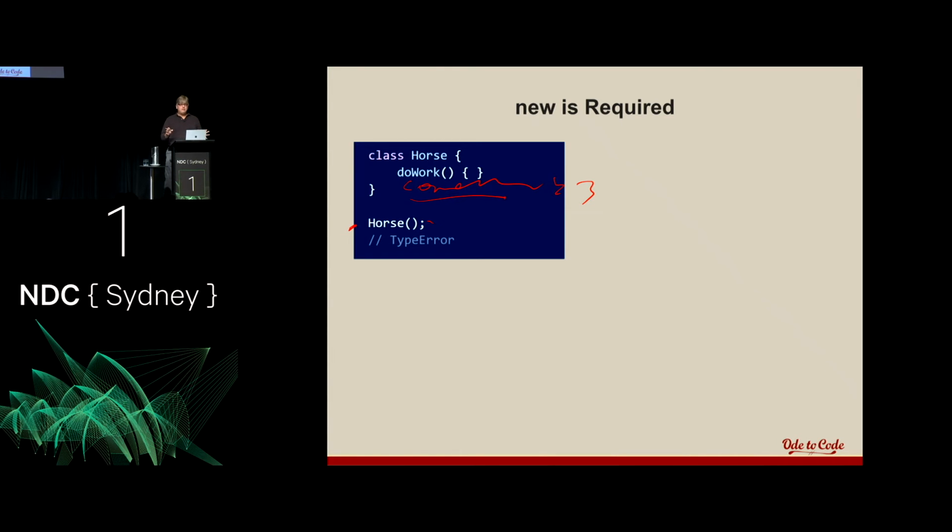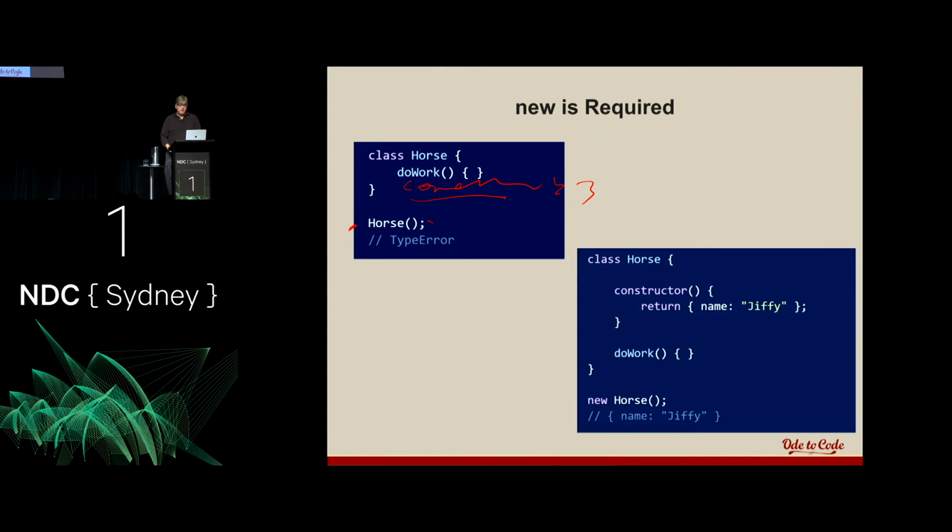But this being JavaScript, what's interesting is I can define a constructor and still return whatever the heck I want. And that works, and that's legal, because it's JavaScript. So I say new horse, and I get back something with the name of Jiffy and no do work method, right?